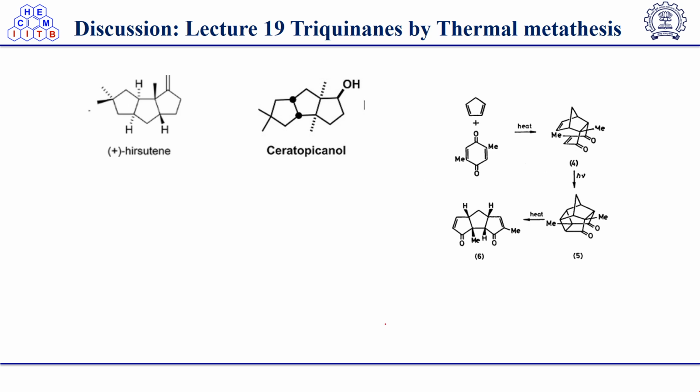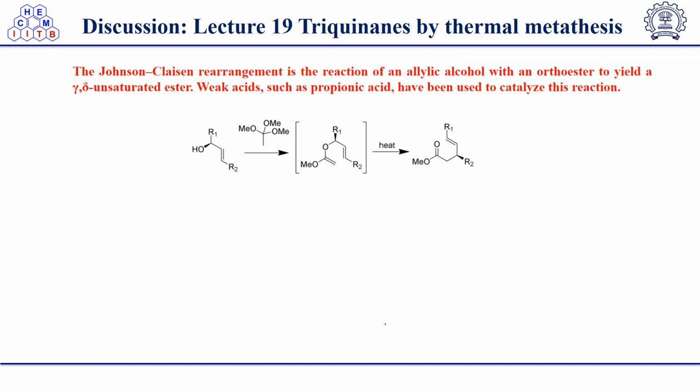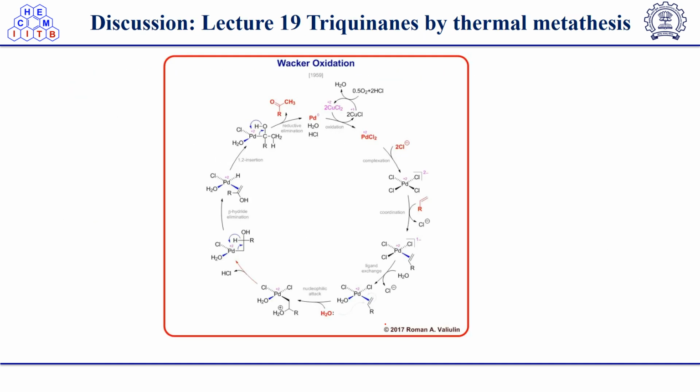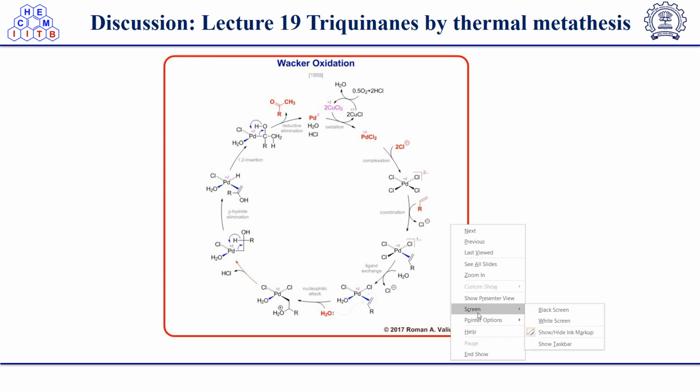So we discussed the total synthesis of hirsutene and ceratopicanol, and the reactions which we came across were this Wacker oxidation and this Johnson-Claisen rearrangement. Wacker oxidation is the conversion of this alkene into the corresponding methyl ketone. It is catalyzed by palladium, and we are using this copper salt as the co-catalyst.